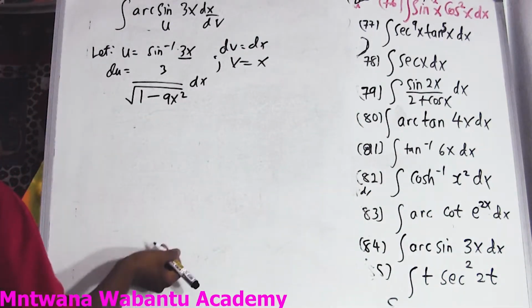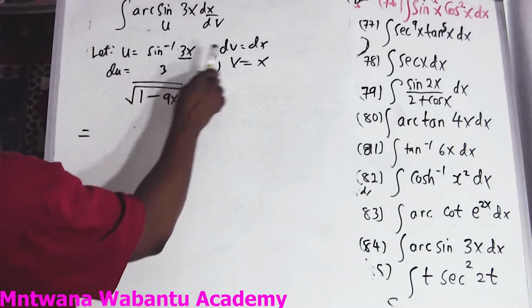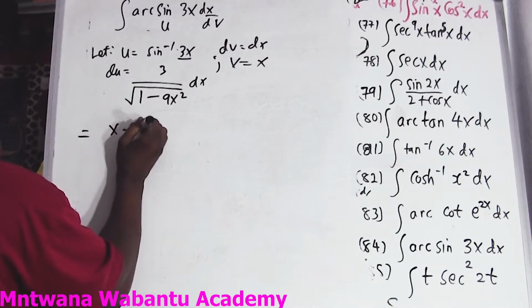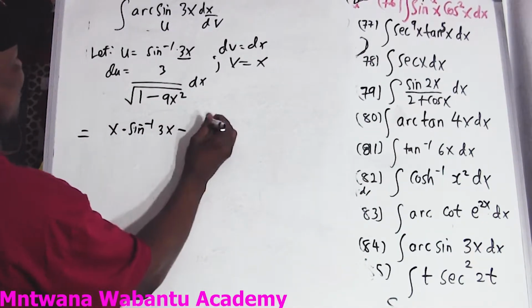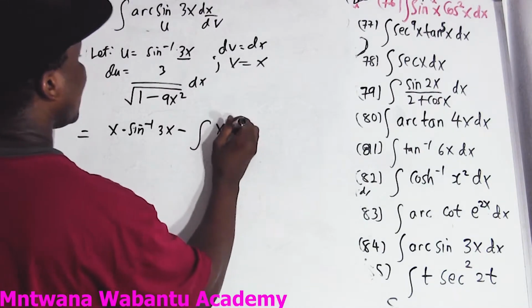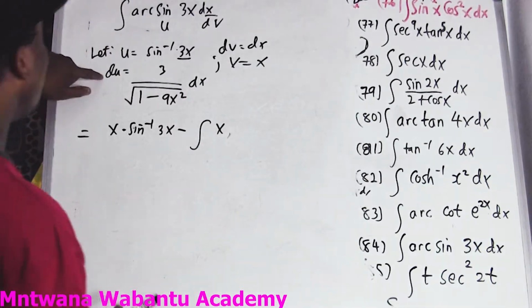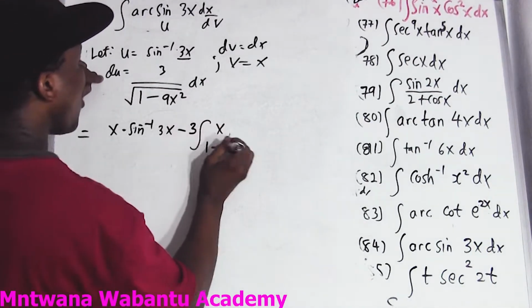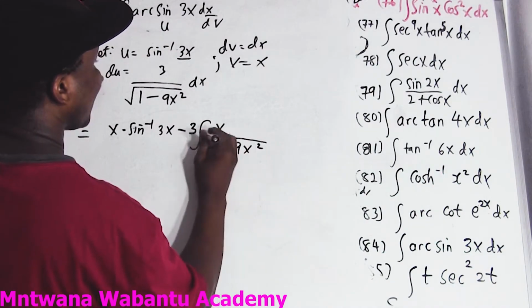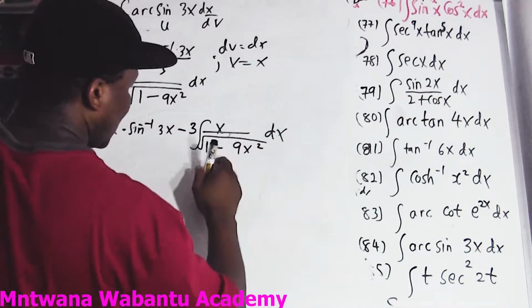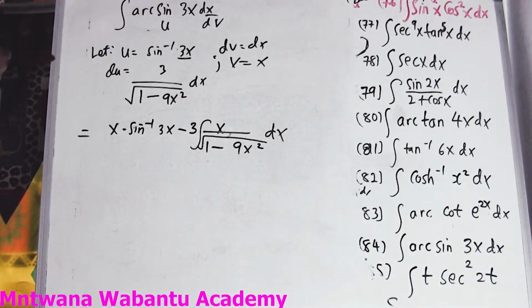Plug it in the formula because it's by parts, uv. u times v: x times sine inverse of 3x minus the integral of v, x, times du. The 3 is going to go to the back. 1 minus 9x squared dx. Okay, so this you can do by substitution.